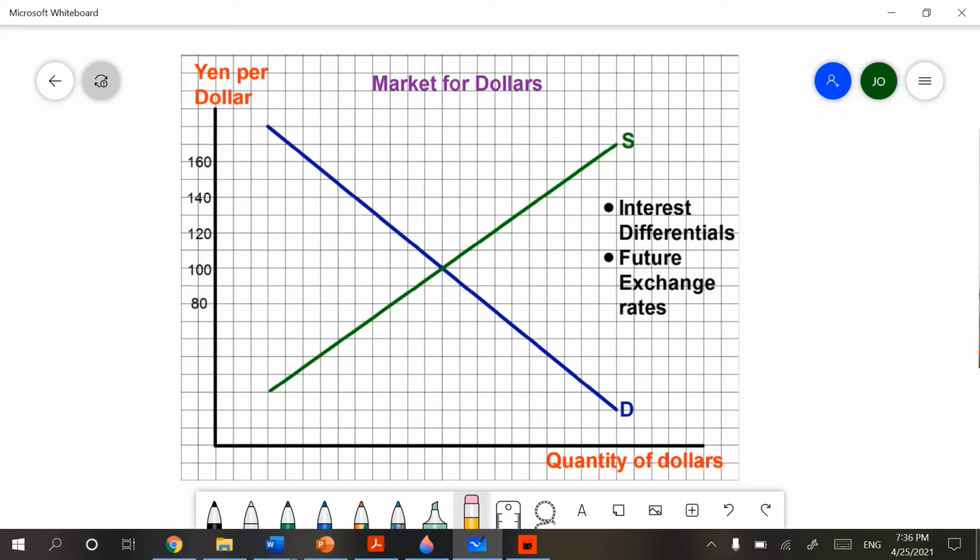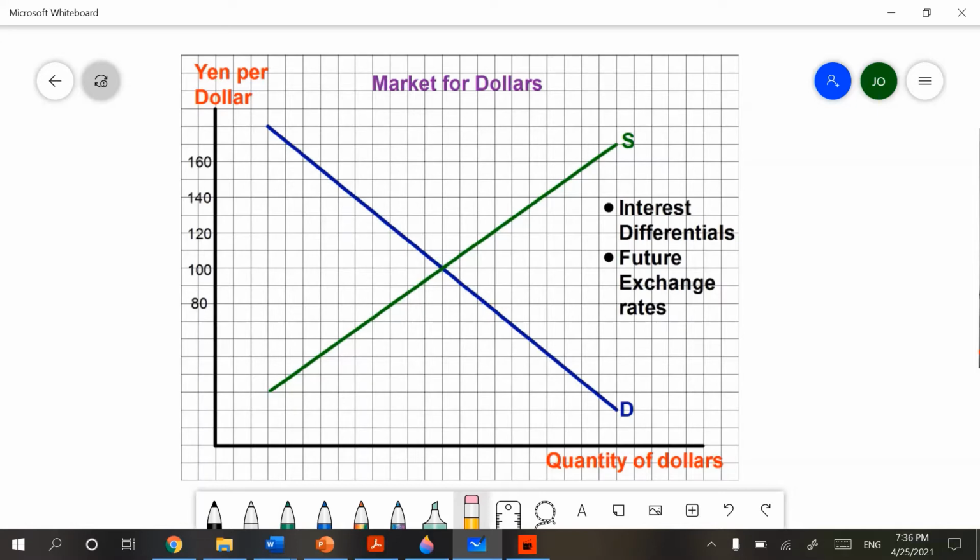Hello class, in this video we're going to expand on some of the topics that you covered in your reading as well as in the video that you have seen previously. We're going to start with the market for dollars as a supply and demand model. And we're going to go over some of the things that you see here on this graph.